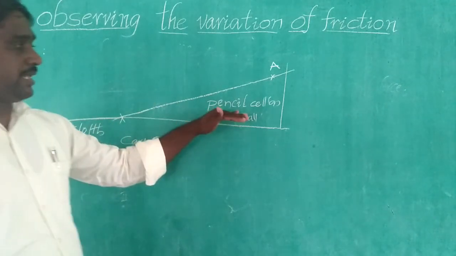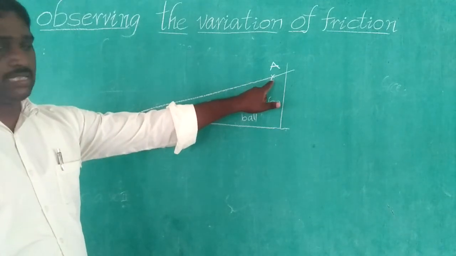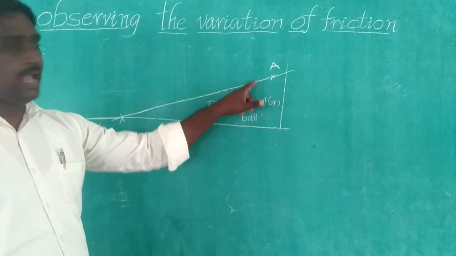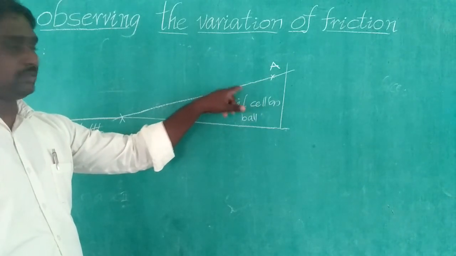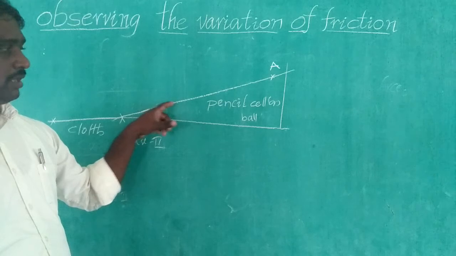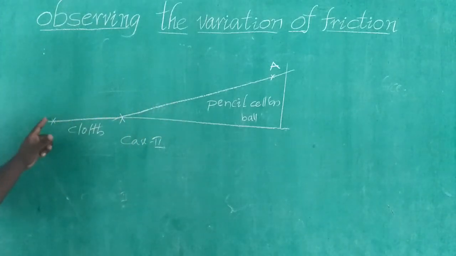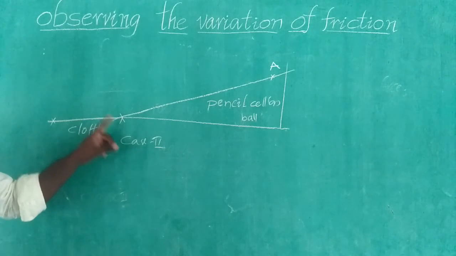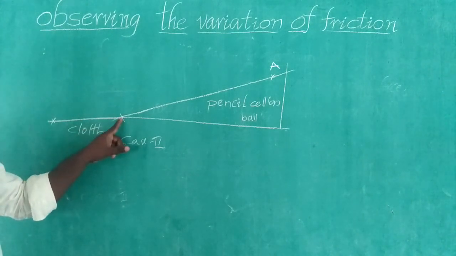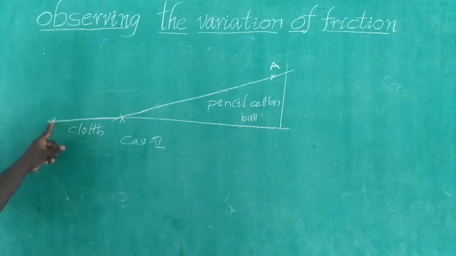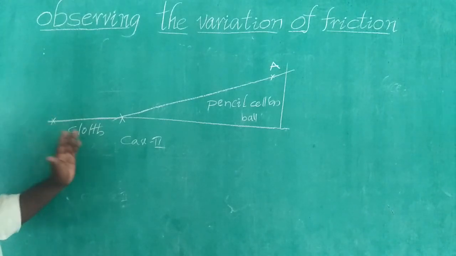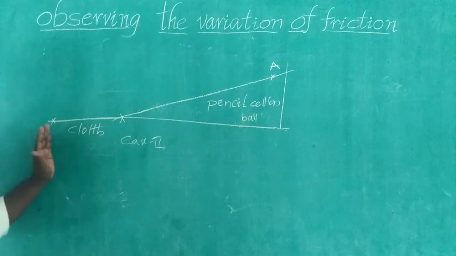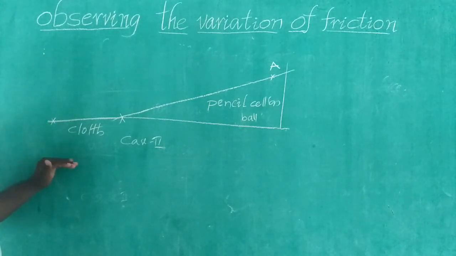Next, again we take a pencil cell, place it at the point A on the inclined plane and release it. What happens? The pencil cell moves on the inclined plane, and after that it comes to rest at a certain point. Now we measure the distance between the bottom of the inclined plane and the point where it comes to rest. Next, the same experiment is repeated on a glass surface and a marble surface.